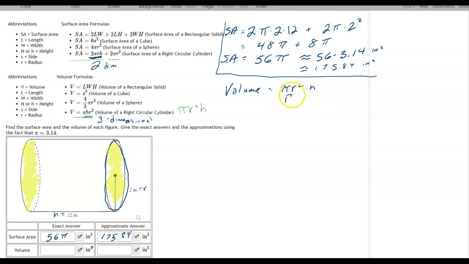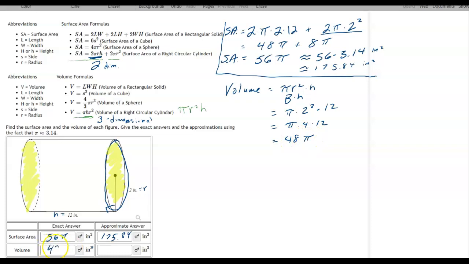So anyway, it's the area of the base times the height. Some people write it this way even. When you have a right figure, it seems, where the sides are perpendicular to the base. So what is pi times? We've already done pi r squared in the previous problems. Pi times 2 squared times h, which is 12. So this actually is pi times 4 times 12, which is 48 pi.